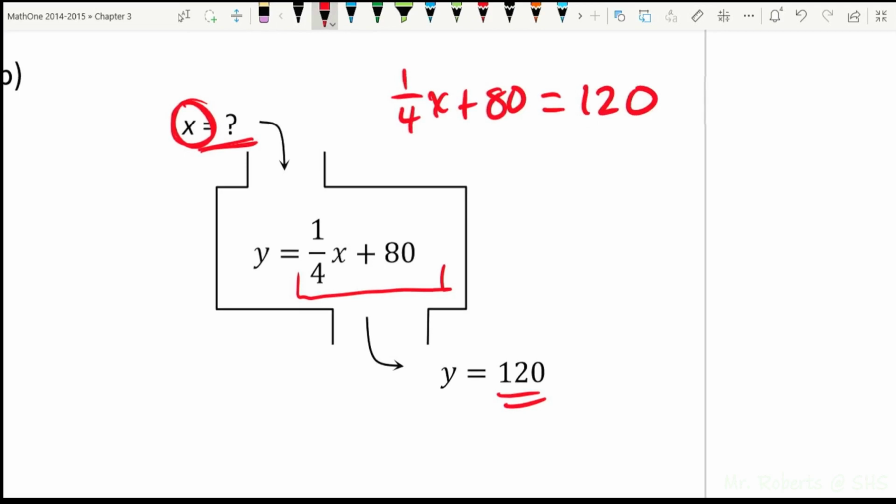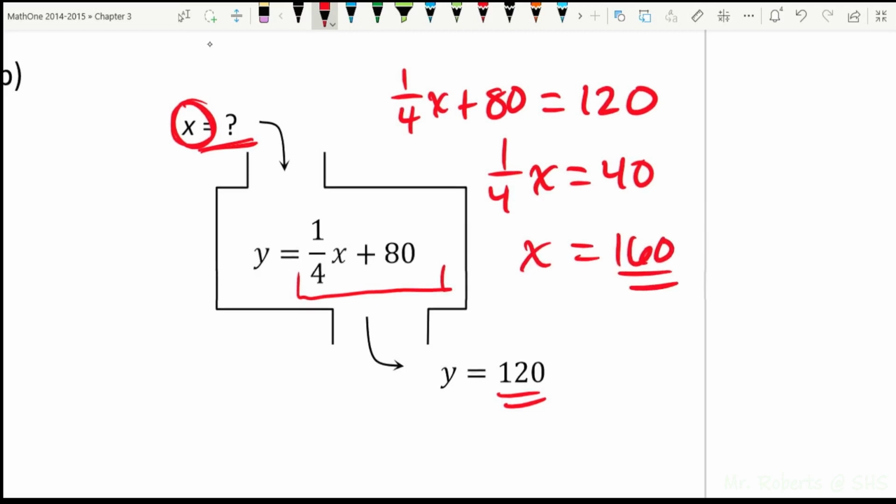So I'm going to begin by subtracting 80 from each side. So 1/4 x equals 40. And then to finish, I'm going to multiply both sides by the number 4. That'll create a giant 1, 4/4 on this side, and leave me just plain old x. And 4 times 40 is 160. So if I place 160 as the input for this function, it will give me an answer of 120. And yeah, I can see that 1/4 of 160 is going to be 40, and 40 plus 80 is indeed 120.